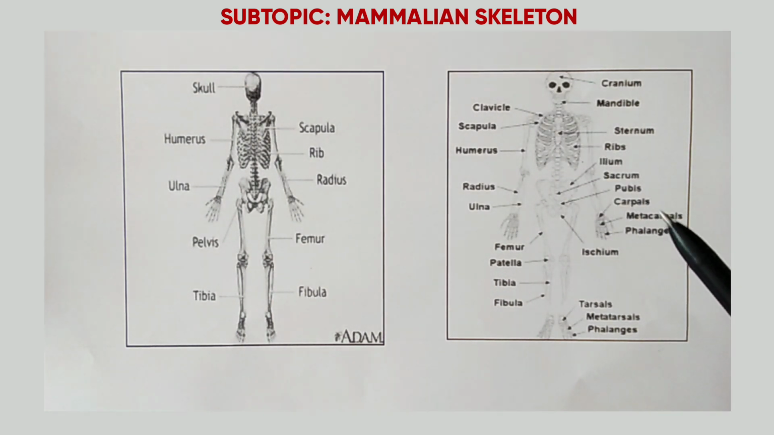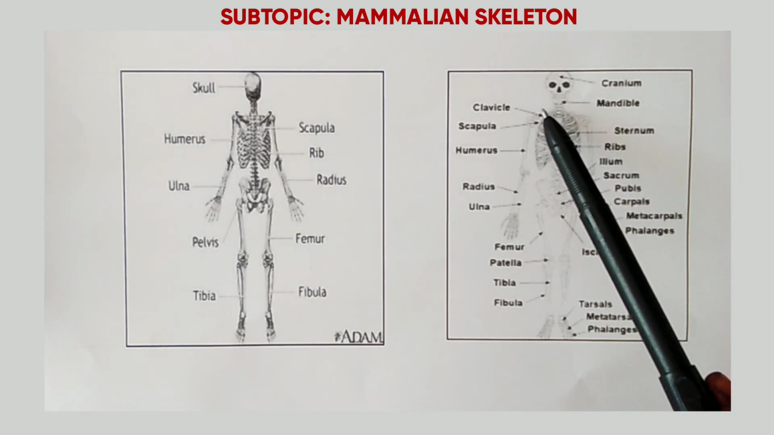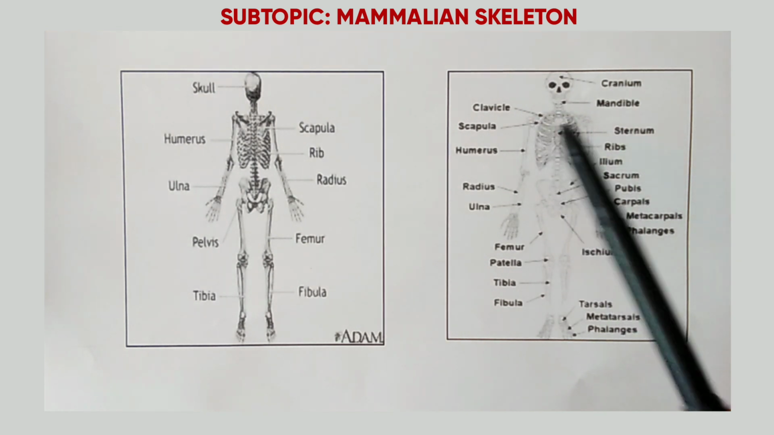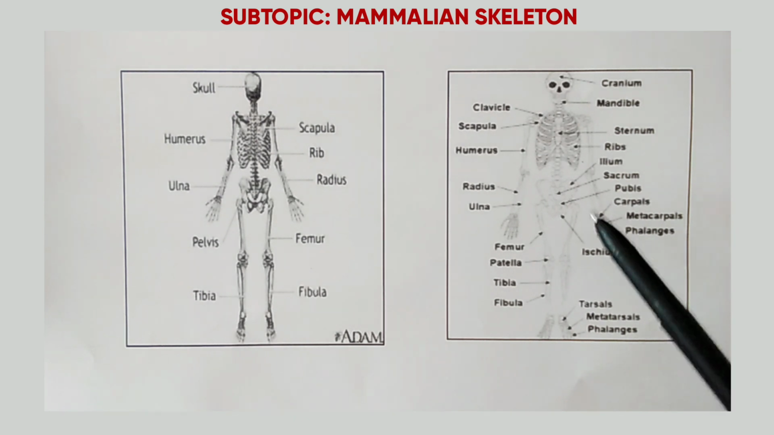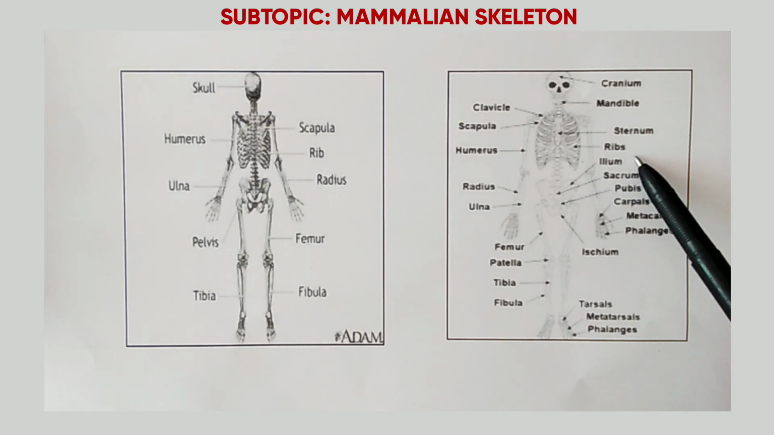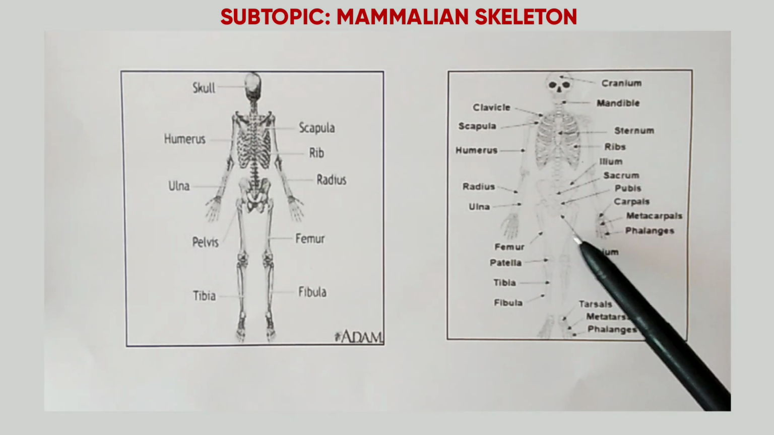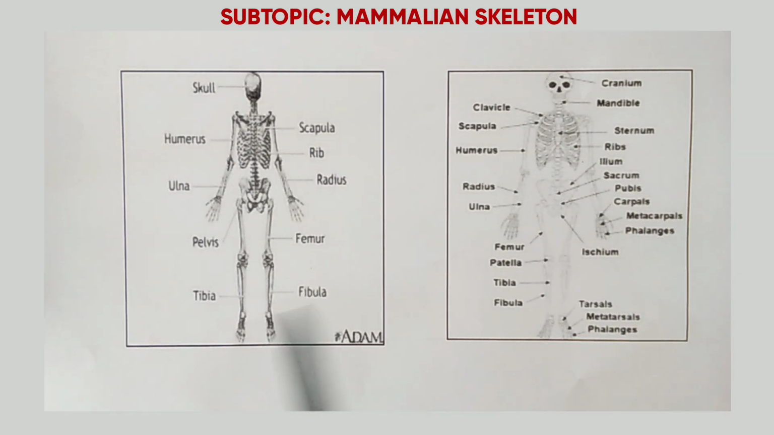We also have the appendicular skeleton, which is divided into the pectoral girdle, the pelvic girdle, and the limbs. The pectoral girdle is otherwise known as the shoulder region. It consists of the clavicle bone, the scapula, and the sternum and the ribs. And the pelvic girdle consists of the ilium, the sacrum, the pubis, and the ischium bones. These are fused bones. They are called the pelvic girdle, as you can see.